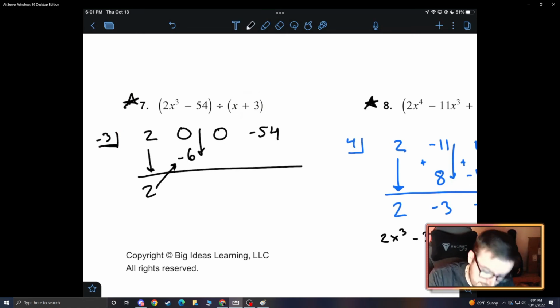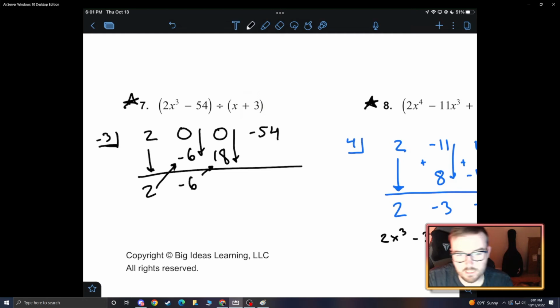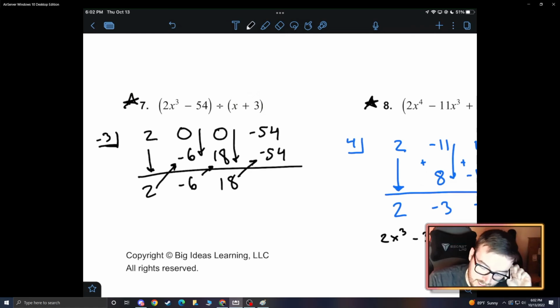You add down, 0 plus negative 6 is negative 6. And multiply diagonally by the number in the box and get positive 18. You add down, 0 plus 18 is 18. And then you multiply it diagonally by the number in the box, and you get a negative 54 here. And then you add down, and it's tempting. You might be thinking, oh, that's going to make 0. No, because when you add the two negatives, it's still negative. So negative 108.